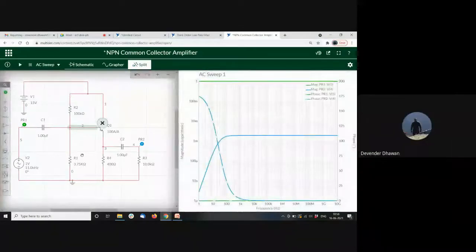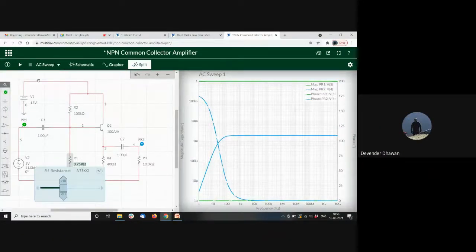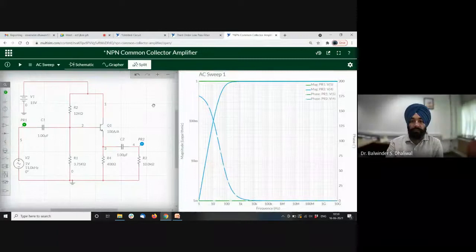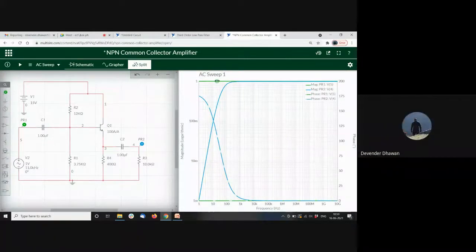Okay, so it is again a 10 minute. So we do have to change these parameters to get the correct output. R2 can be changed to 6K or maybe 12K, sir. 12K is the same. Okay, so it is still not amplifying.